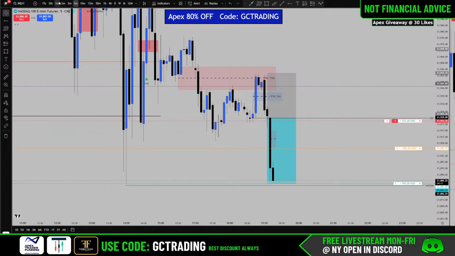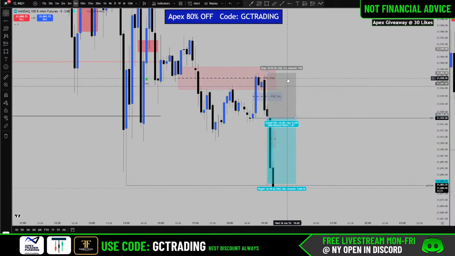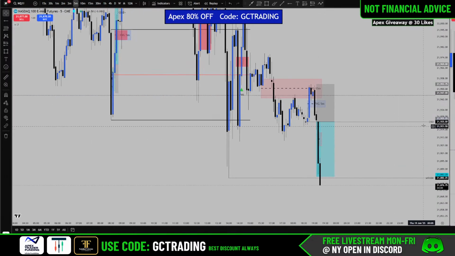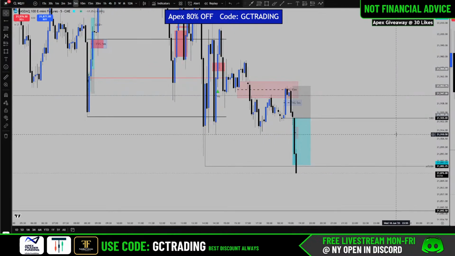Let's see if we can hit it, guys. Boom, boom. There we go. Look at that. Pretty much no drawdown on that trade. You know what? Like 9-10 points. It's pretty solid.